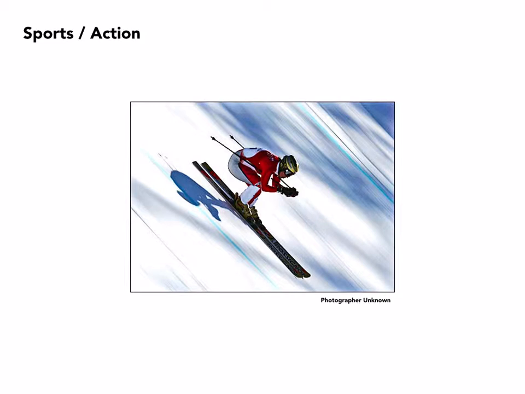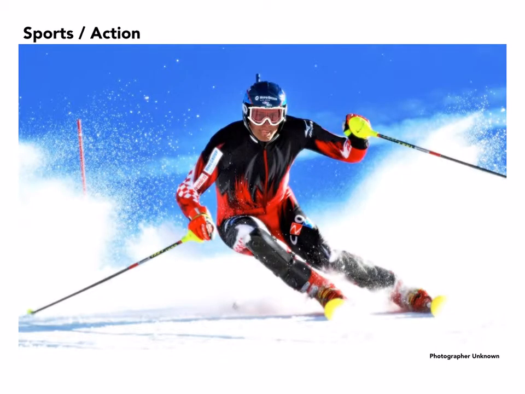You'll often see diagonals exploited like this. And even when the athlete isn't in profile, we see diagonals in action here. There's not only the poles, but also the body, the lower body. This implies momentum and speed and action at its highest.